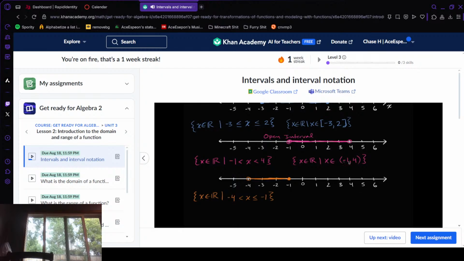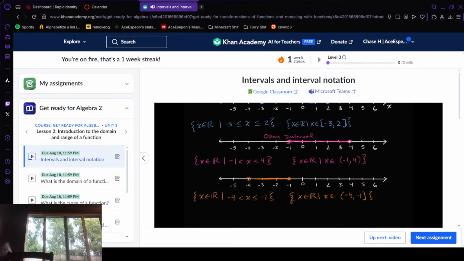If I want to write it with this notation, I could write x is a member of the real numbers such that x is a member of the interval. So it's going to go between -4 and -1. But we're not including -4. We have an open circle here, so I'm going to put a parentheses on that side. But we are including -1, so we put a bracket on that side. And so that right over there would be the notation.